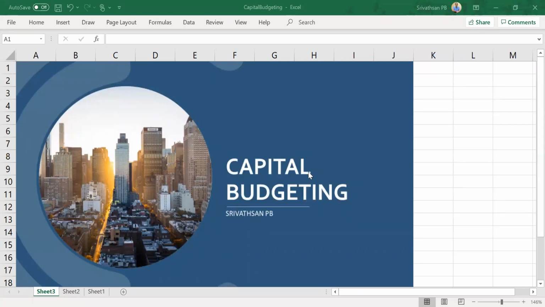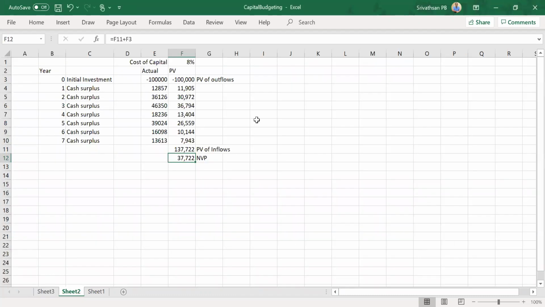Hello everyone. Let's continue our previous session on capital budgeting. I'm using this same spreadsheet and we'll take it forward from where we left yesterday. I hope you are able to see my screen.